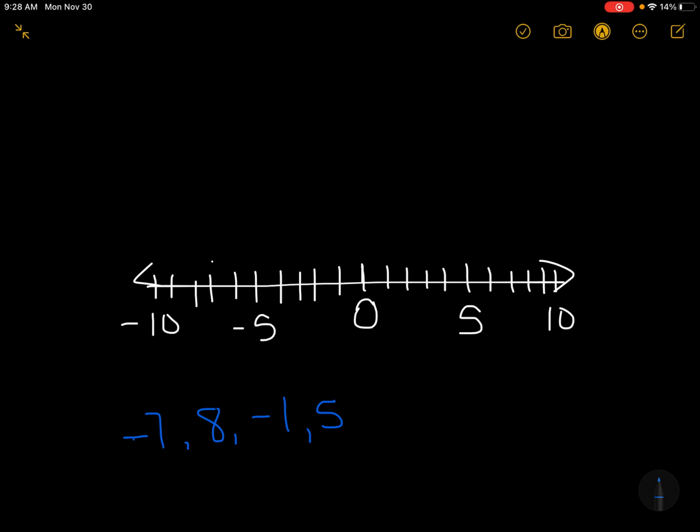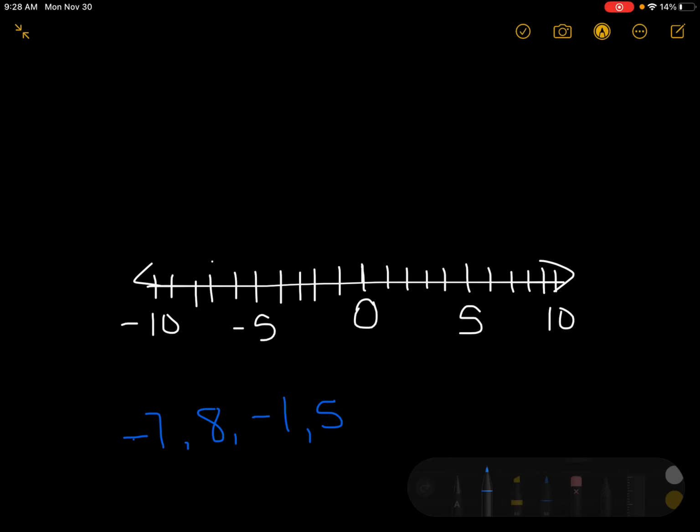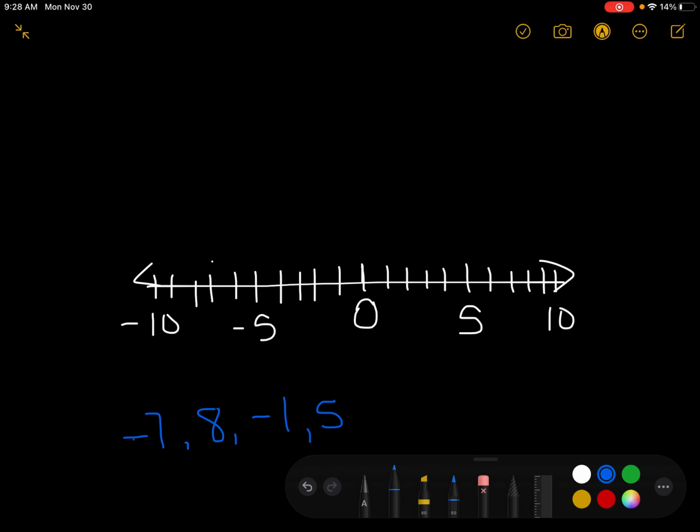The tick marks each represent, in this number line, 1 unit or 1 number. Sometimes your number lines will represent gaps. So for instance, maybe we're counting by 2s between our tick marks, or 3s, or maybe we're counting by 10s between our number line tick marks. Sometimes number lines do that as well.